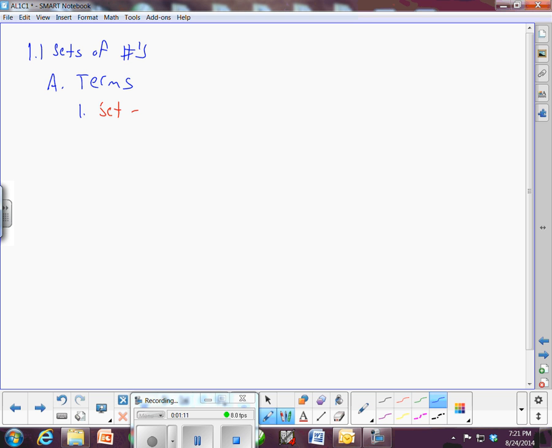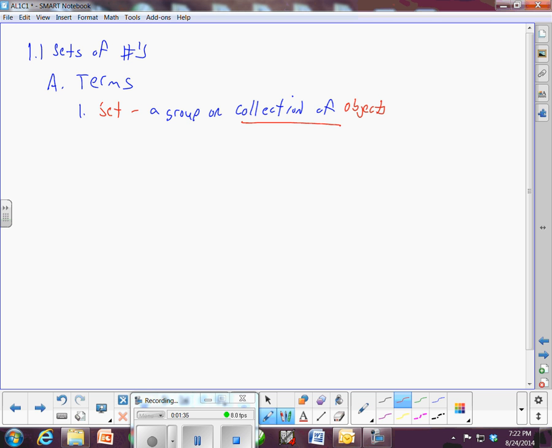What is a set? It's simply a group or collection of objects. A group or collection of objects. And you're going to use sets to organize things. You're going to use sets to classify things.